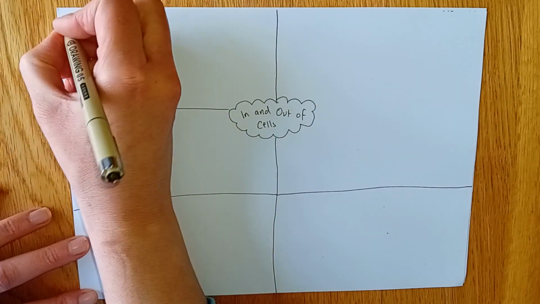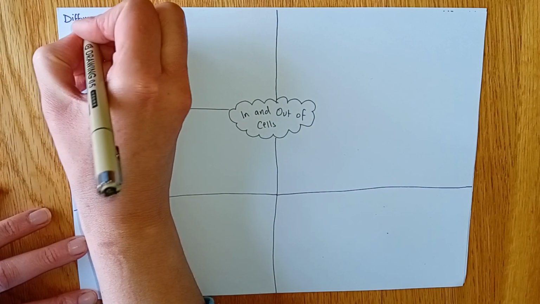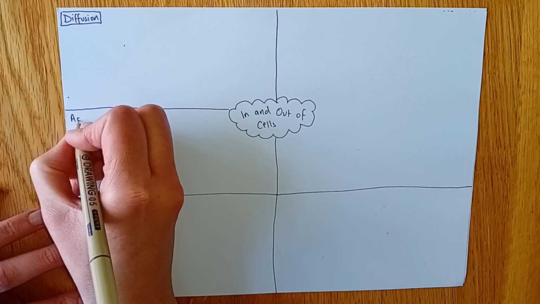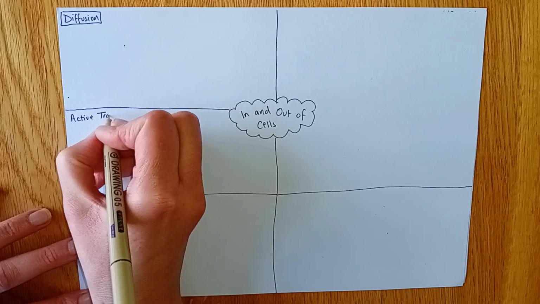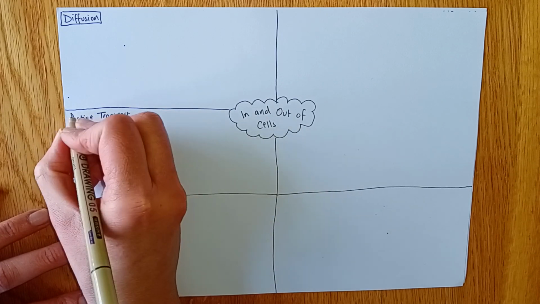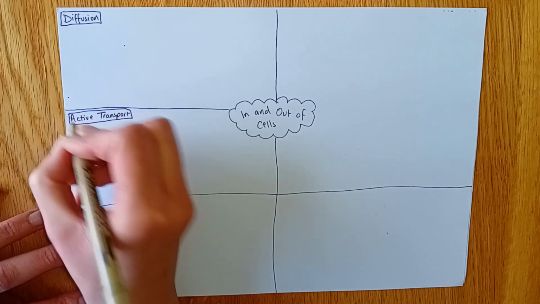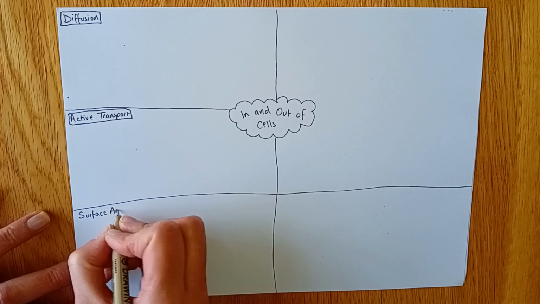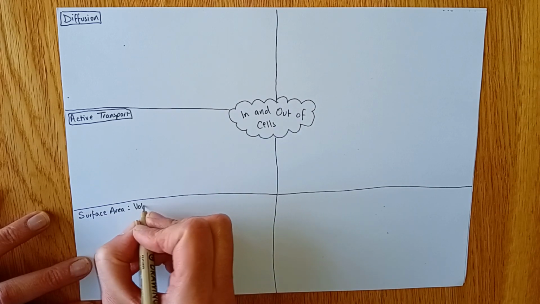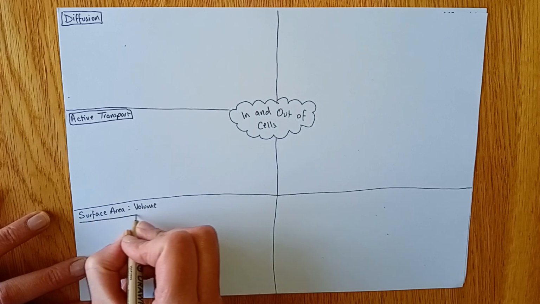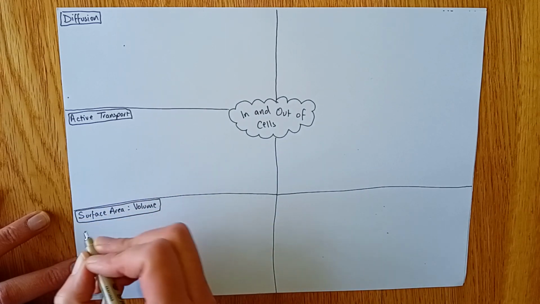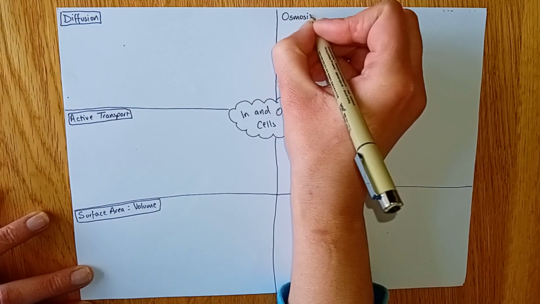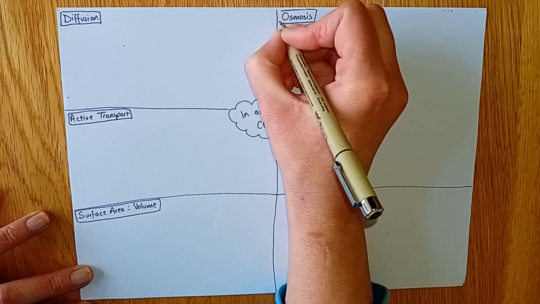All right then. So in this section, we're going to be doing about diffusion. In this section, we're going to be doing about active transport. In this section, we're going to be doing about surface area to volume. And that's a ratio. Talk a bit more about that then. And then here we're going to be talking about osmosis. And this is probably the trickiest part of this topic.